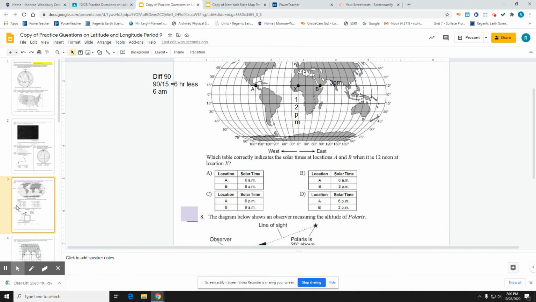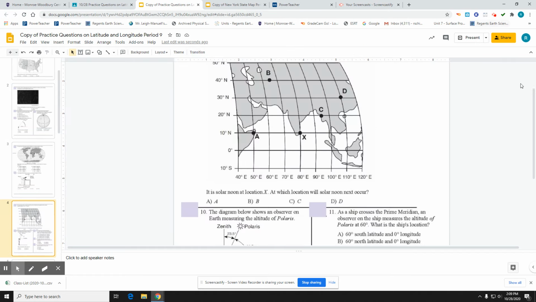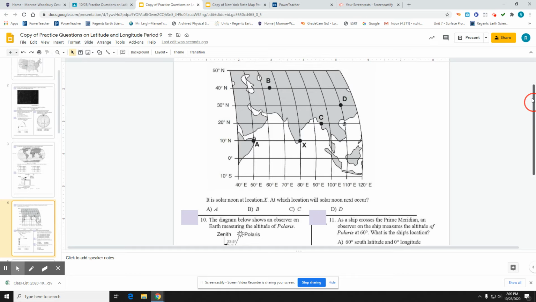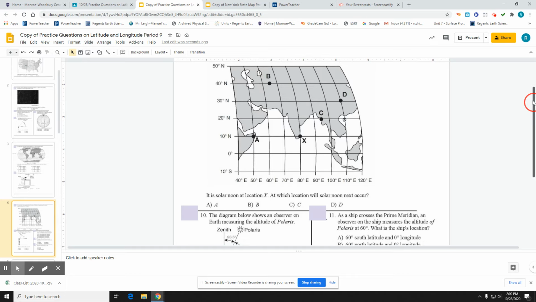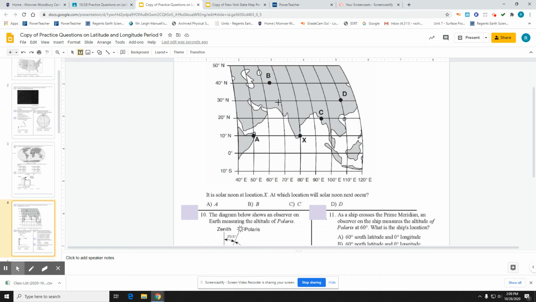Okay. On this one here, what we want to do is figure out if it's solar noon at X, at which location will solar noon occur next. So it's solar noon at X, so right here it is 12 o'clock. Looking at letter C, C is at about 95 longitude, while X is at 80. So this is about 15 degrees over, which means it's 1 hour later. So the time over here would be 1 o'clock.